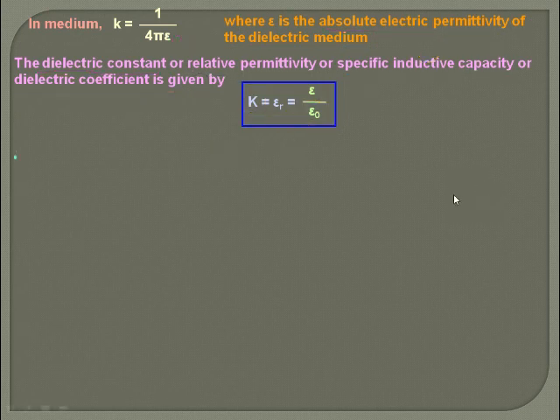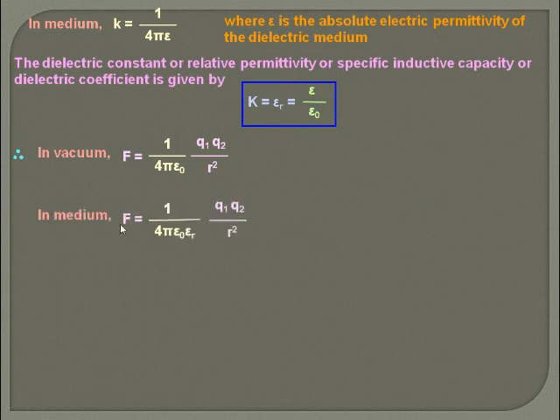Now in vacuum, the Coulomb force expression can be written as 1 over 4 pi epsilon naught times q1 q2 by r square. And in any other medium, the expression becomes 1 over 4 pi epsilon naught epsilon r times q1 q2 by r square, where epsilon r is the relative permittivity or dielectric coefficient. Is that clear?